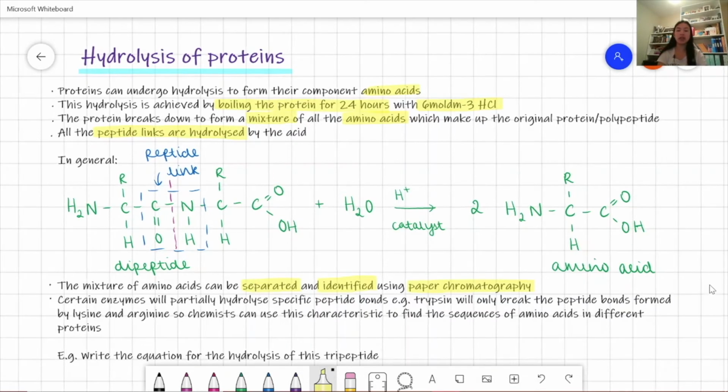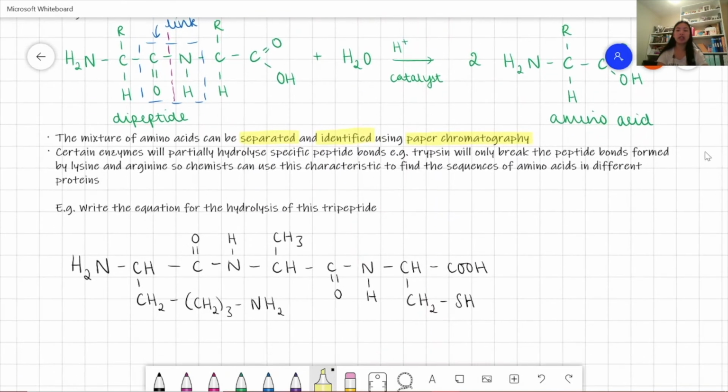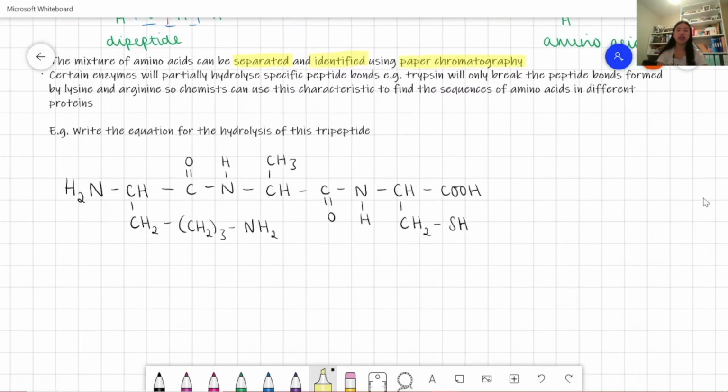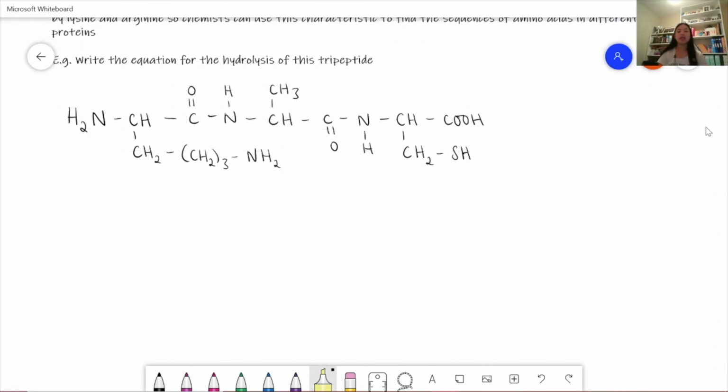So an example of a question you could get would be to write the equation for the hydrolysis of a certain polypeptide. So here we have a tripeptide, and so what we do first is identify all the peptide links. So we have one here. So remember that peptide link is the C double bond O and then the NH. And we also have one here. So these are both our peptide links.